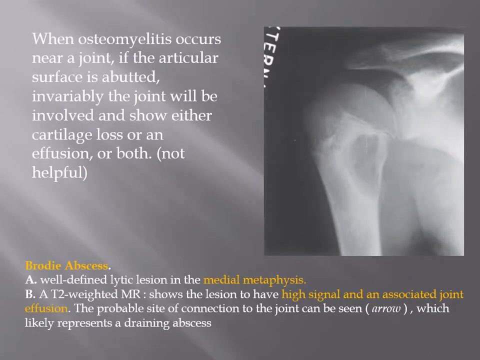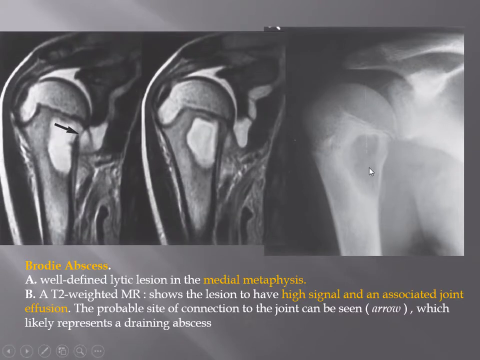When osteomyelitis occurs near a joint, and especially if the articular surface is abutted, invariably the joint will be involved and will show cartilage loss and effusion, or even both. For example, in this case, we found this lytic lesion, and on MRI there is a high signal associated with the joint effusion, and probably this site is a connection with the joint, representing a drainage abscess of the same case.